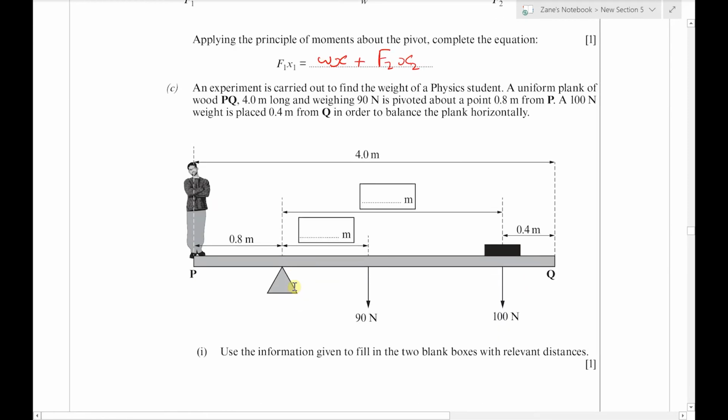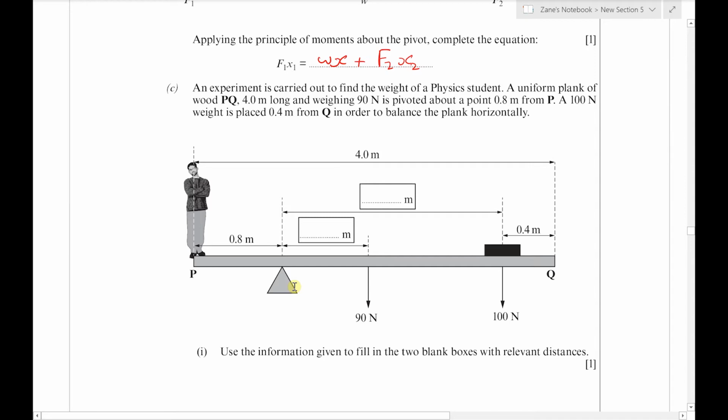Then an experiment is carried out to find the weight of a physics student. We've got a uniform plank, PQ, as we can see in the diagram. It's 4 meters long and it weighs 90 newtons, and it's pivoted at a point 0.8 meters from P. A 100 newton weight is placed at 0.4 meters from Q in order to balance the plank horizontally.